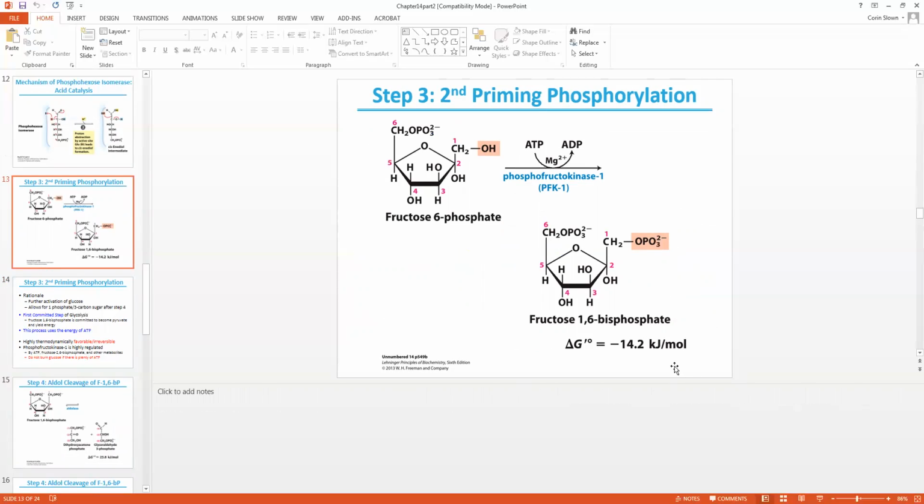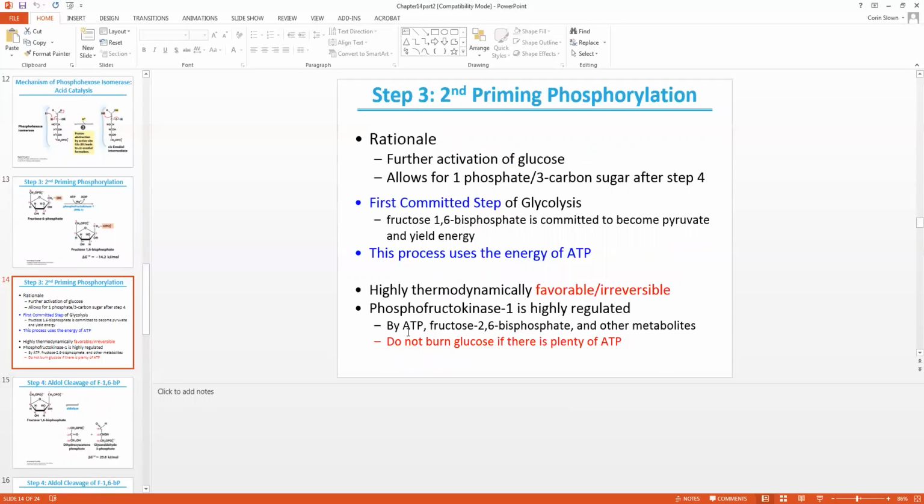And again, notice this has a high negative delta G. So the rationale here is that this is further activation of glucose. This allows for 1 phosphate per 3-carbon sugar. And it's the first committed step of glycolysis. So fructose 1,6-bisphosphate is committed to become pyruvate and yield energy. This process uses the energy of ATP. Again, it's highly thermodynamically favorable, or irreversible.